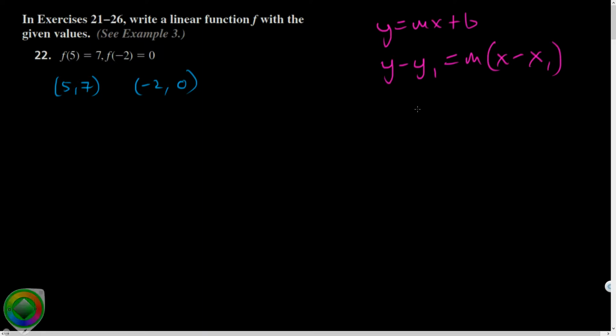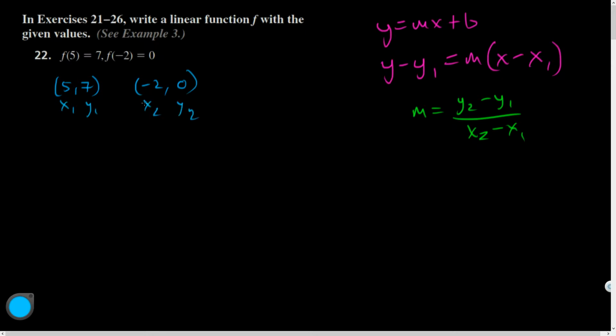So I'm going to use the slope formula, y2 minus y1 over x2 minus x1. Make sure you stash that in your brain bucket for the next test. You're going to want to have that one memorized. X1, Y1, X2, Y2, right? So let's find slope, first of all.